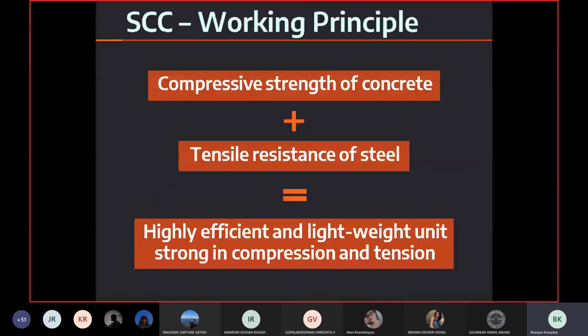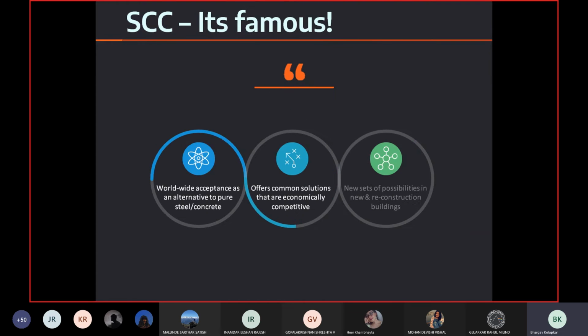So the working principle remains the same, the working principle that we have seen in reinforced concrete. Concrete is really good in compression, very weak in tension. Steel, on the other hand, is very strong in tension, and it can resist a significant amount of tensile force even in small areas. And steel is also good in compression. So when we combine the powers of the two, the end result is a highly efficient and lightweight unit that is strong not only in compression but also in tension. So the working principle is the same.